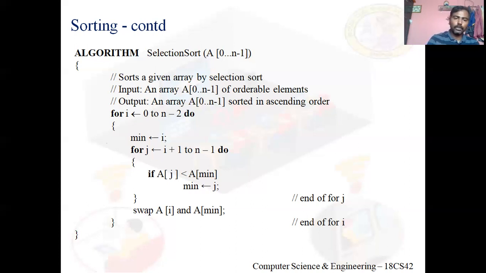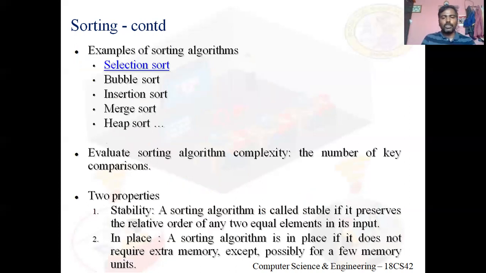Got it? So see here, in place. A sorting algorithm is in place if it does not require extra memory, except a few memory units. So what is in place? A sorting algorithm is called in place if it does not require extra memory. Even if it doesn't take extra memory, we call it in place. But if it requires extra memory, there should be only a few memory units. Got it? Remember, you might be asked in internal or in the main exam: what are the 2 properties of sorting algorithms?